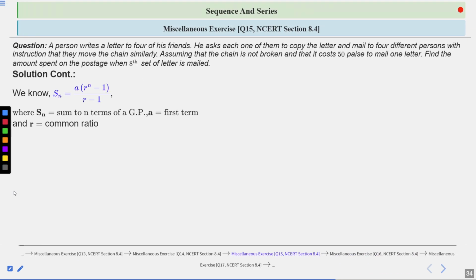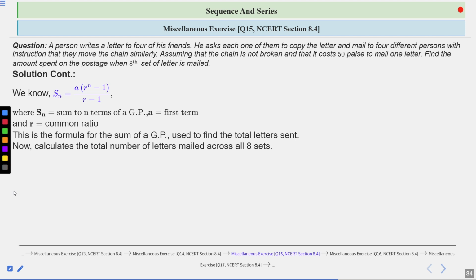Now we know that Sn is equal to A times R to the power n minus 1 upon R minus 1, where Sn is the sum of n terms of a GP, A is the first term, and R is the common ratio. So this is the formula for the sum of a GP used to find the total letters, right? Now calculate the total number of letters mailed across all 8 sets.